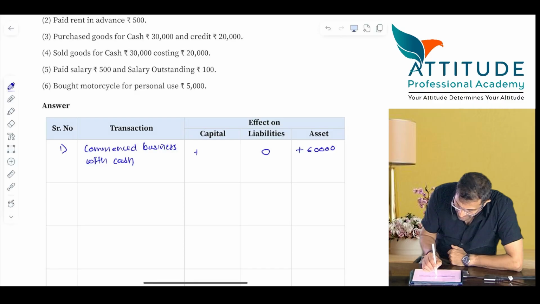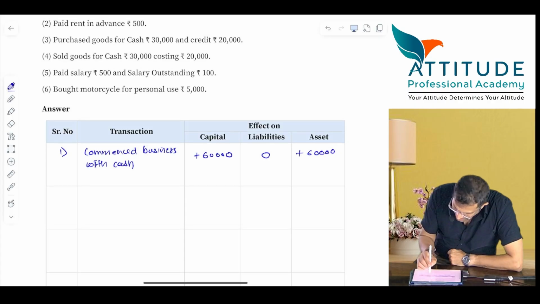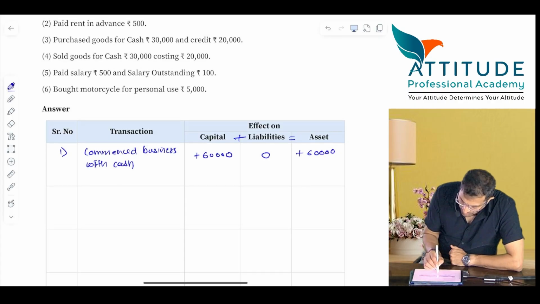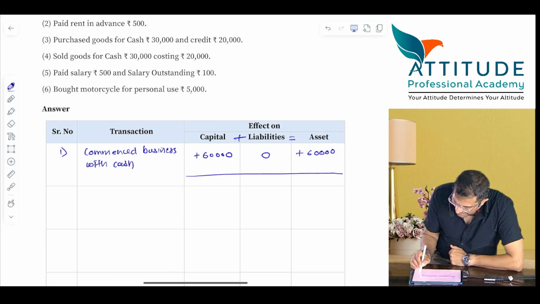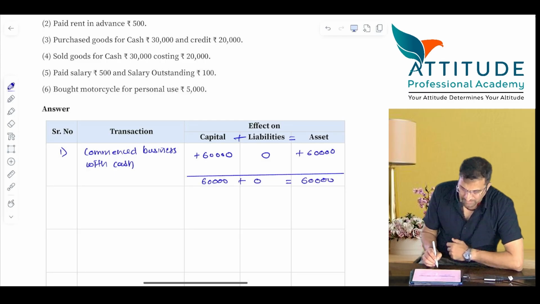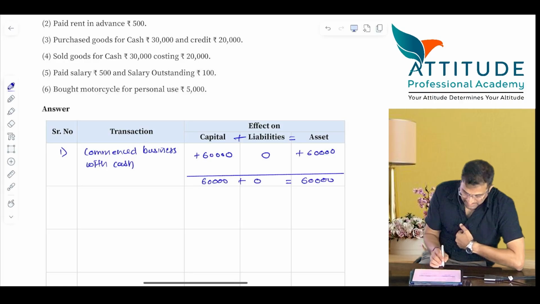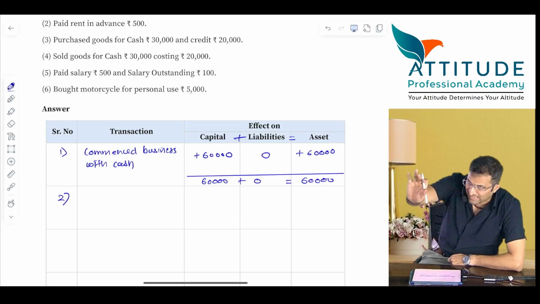Capital increased by how much? 60,000. Is that clear? Now does this equation hold good? Capital plus liabilities is equal to assets? Yes. So if you want to write an equation, I'll write it something like this. This is 60,000, this is 0, is equal to how much? 60,000. Okay. Second transaction. Don't write anything right now.